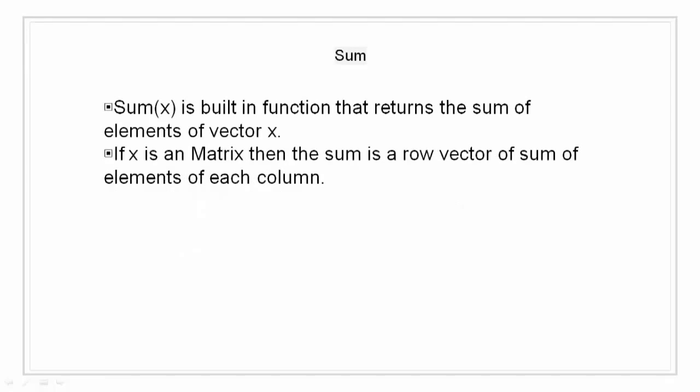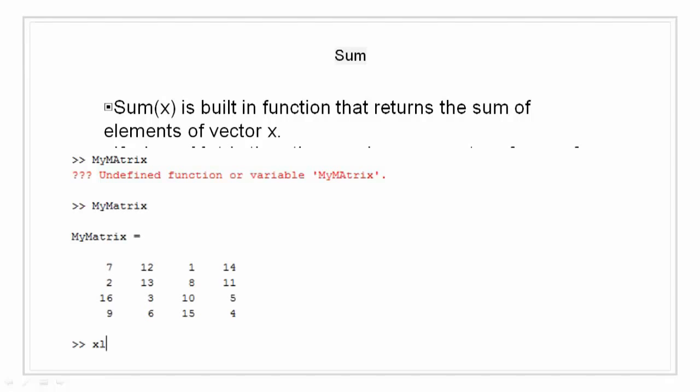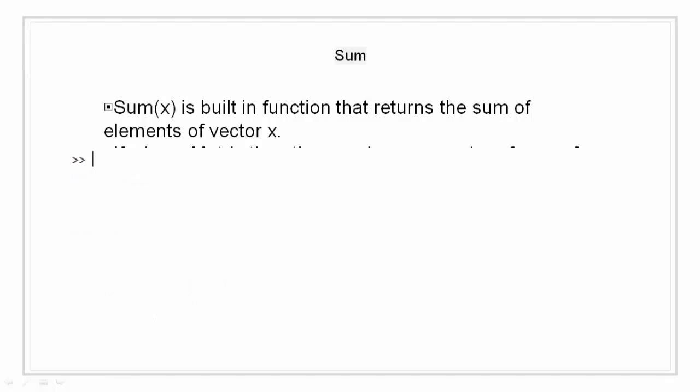We'll start with the summing operation. Sum of x is a built-in function that returns the sum of elements of vector x. If x is a matrix, then the sum is a row vector of the sums of elements of each column, as you can see. We'll get back to the sum operator in a later slide and see how it can be used with other operations.